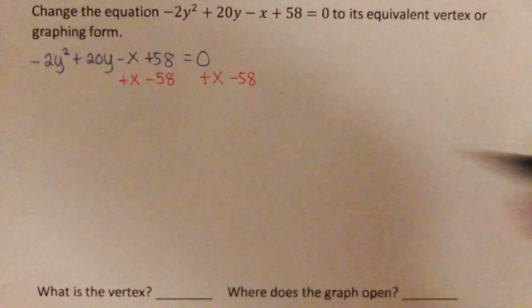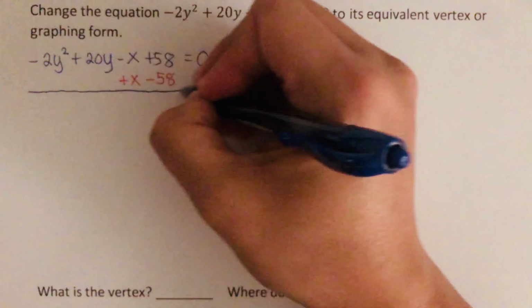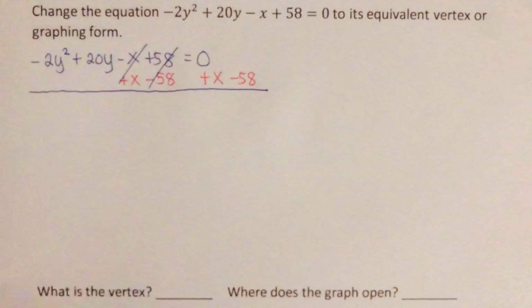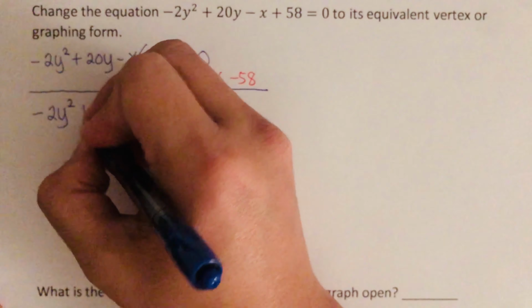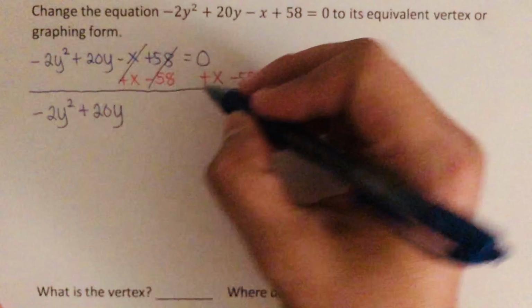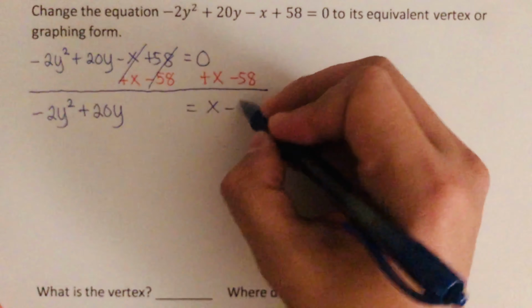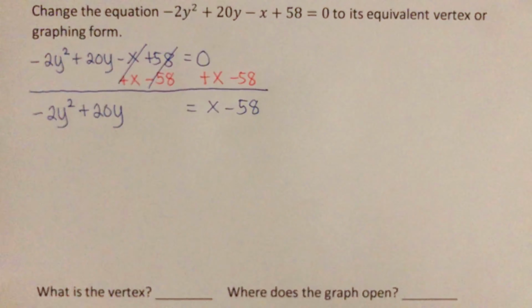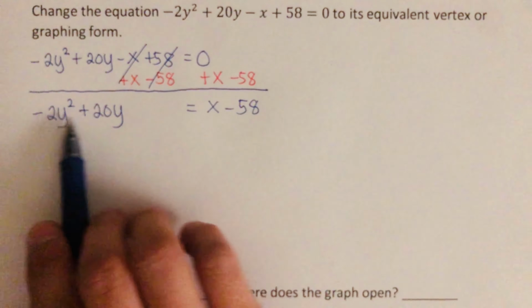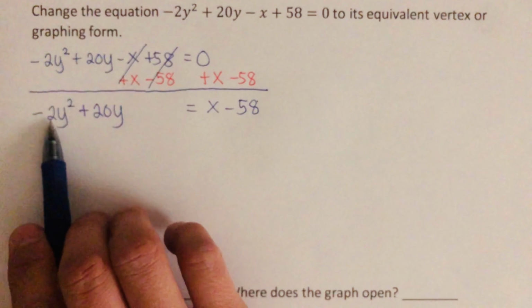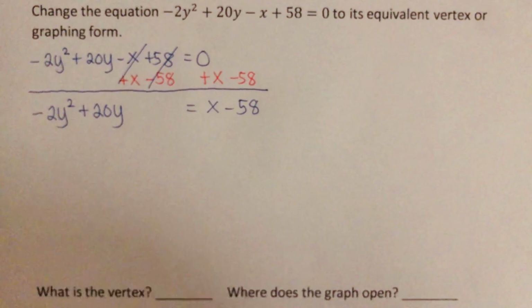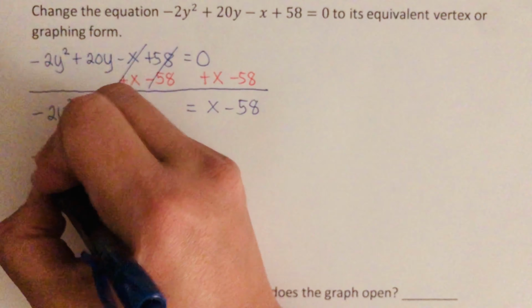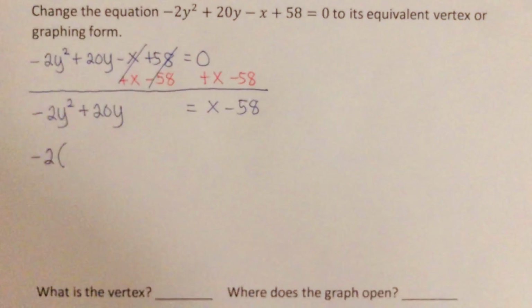So then we are left with all y's on the left side. So then we can go ahead and cross this out. So we are left with negative 2y squared plus 20y is equal to x minus 58. So then from here, we can go ahead and factor this out. Since the common factor, we can take -2 as the common factor, so we can just have y squared, which is positive. So I can go ahead and have -2 outside of the parentheses. So it's like doing the distributive backwards.